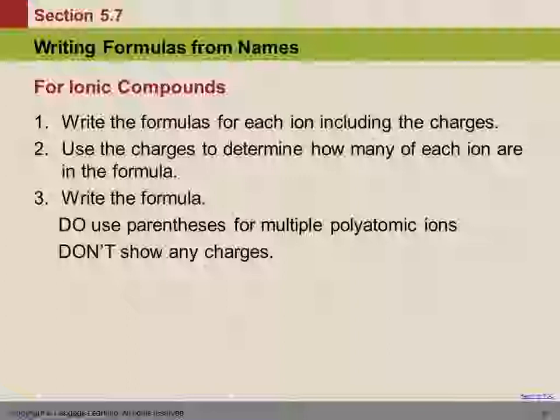If the charges are the same, +2 and -2, you need 1 of each. Just push them together, get rid of the signs, and you're good. If it's not the same, then you may need to do that crisscross thing. If you have multiple polyatomic ions, you need to use the parentheses and do not show charges in the formula.